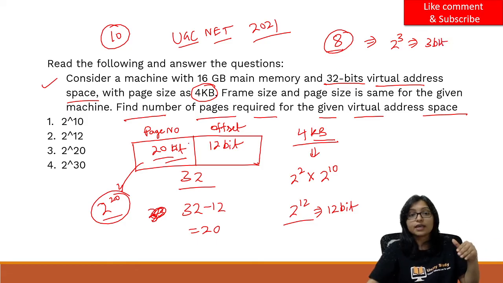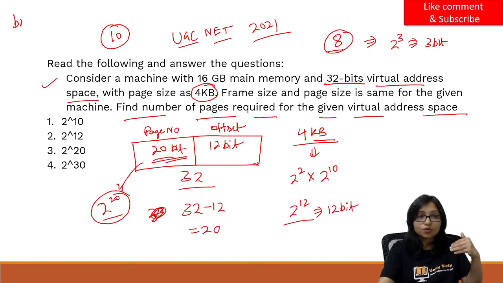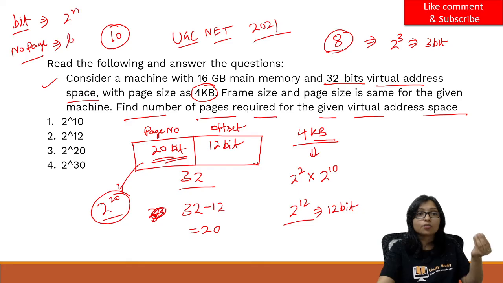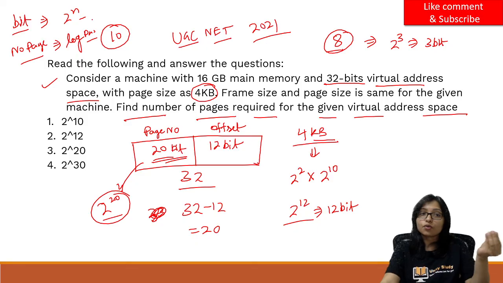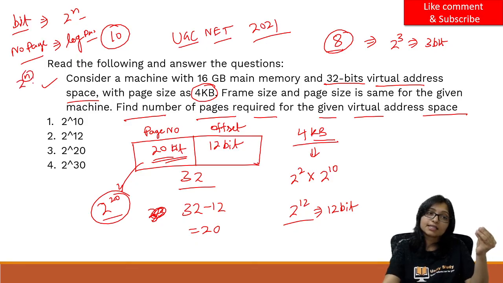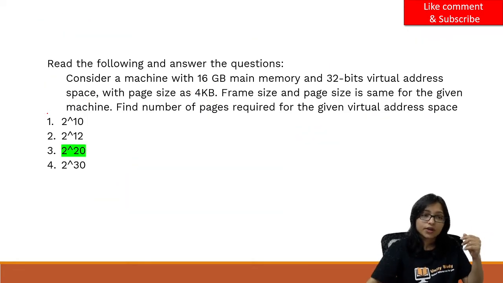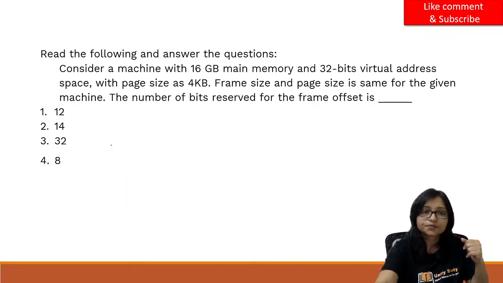So the opposite thing we calculate here: the 20 bits are required to represent the page number. So how many pages will be there? Just opposite. When the bits are given to you, then you need to find the number of pages, meaning 2 to the power n. When the number of pages is given to you and you have to find how many bits are required, then you will take the log of the number of pages. Meaning you will see that number as 2 to the power n, and after that n is the power, so n will be the number of bits, right? So that's why your answer will be 2 to the power 20.